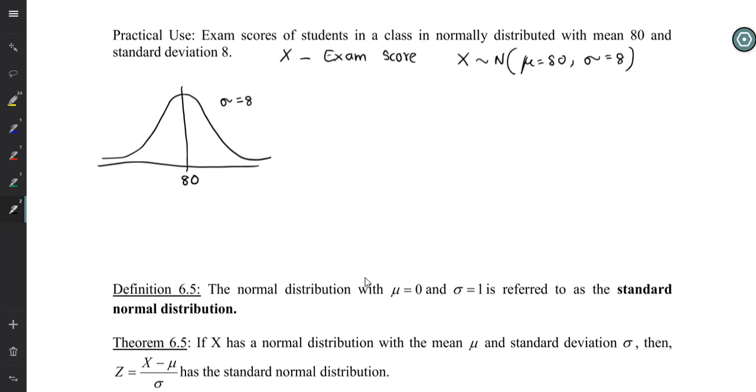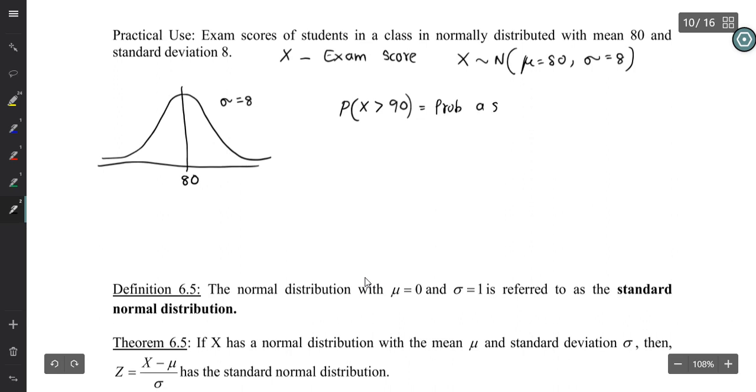Now, what if you want to find the probability that the exam score is greater than 90, or in other words, the percentage of students who scored greater than 90? So you want to find the probability a student gets a score greater than 90. How do you find it? Where's 90? 90 will be somewhere here. You need greater than 90, so you need this area under the curve. That is the probability.